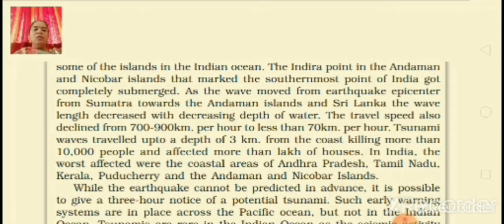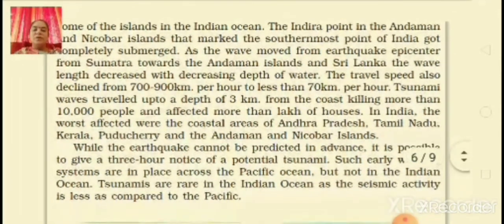As the wave moved from the earthquake epicenter in Sumatra towards the Andaman Islands and Sri Lanka, the wavelength decreased with decreasing depth of water. The travel speed also declined from 700 to 900 kilometers per hour to less than 70 kilometers per hour. Tsunami waves traveled up to 3 kilometers from the coast, killing more than 10,000 people and affecting lakhs of houses.